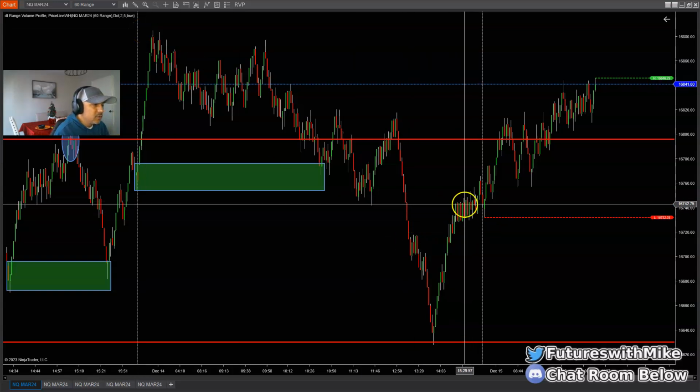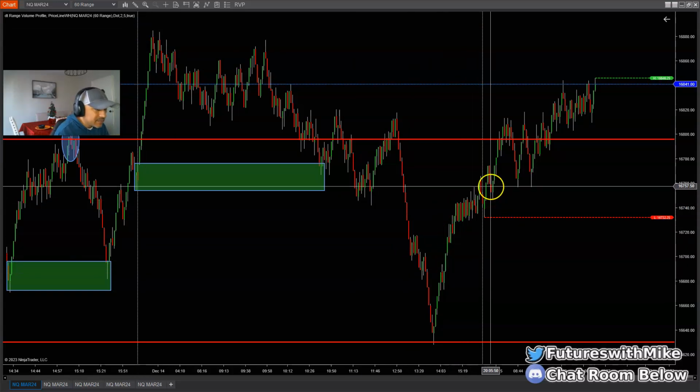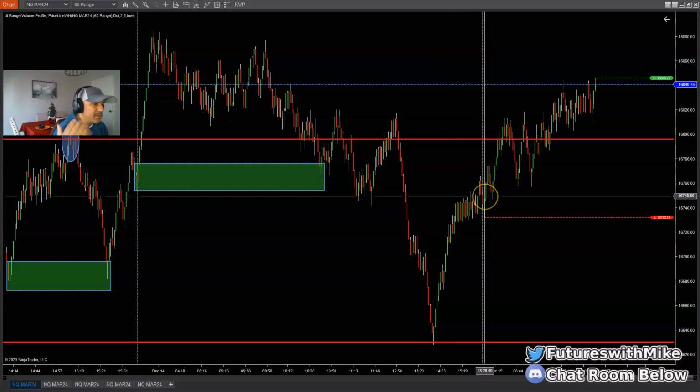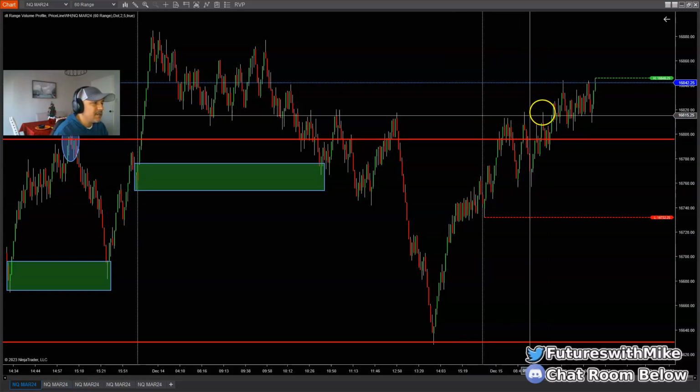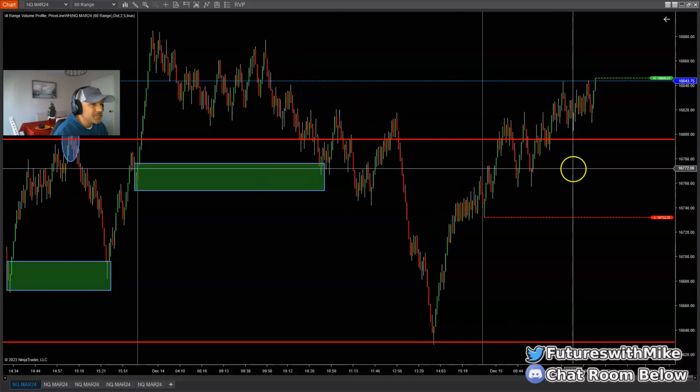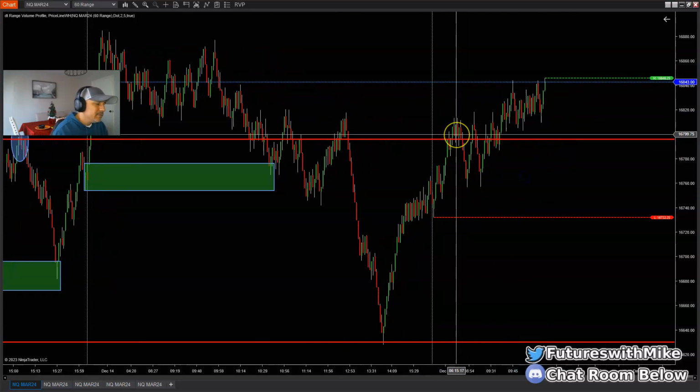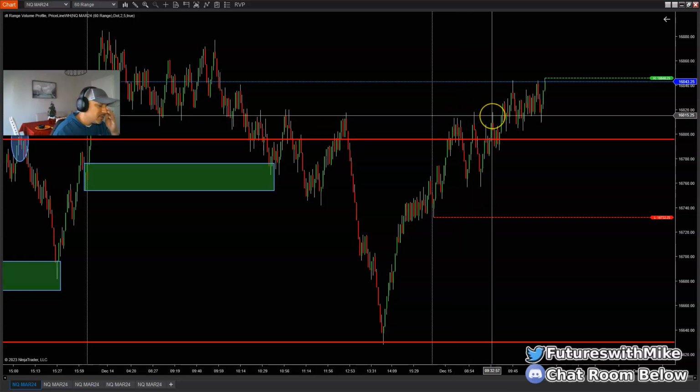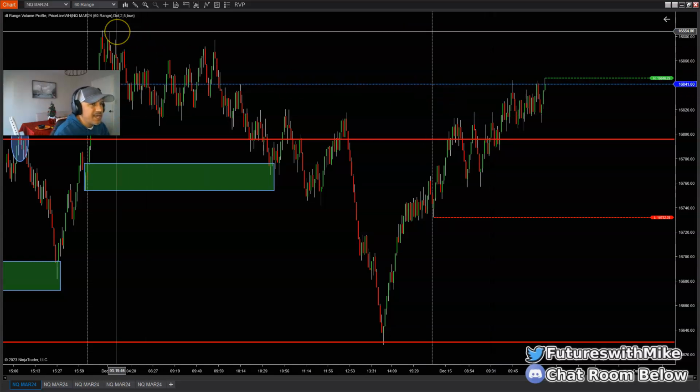So then we close with breaking minor areas of structure to the upside. And going into the overnight session, we kept making higher highs and higher lows, breaking other areas of minor structure. So I definitely could be looking for longs, because we were making higher highs and higher lows, breaking through areas of minor structure into the prior day session. And this is a major high resting up here at 16,884, okay?